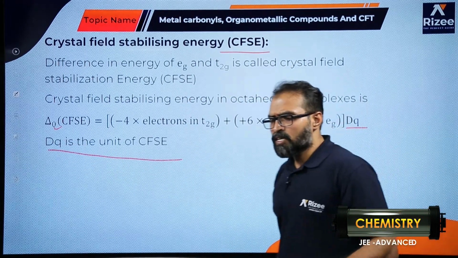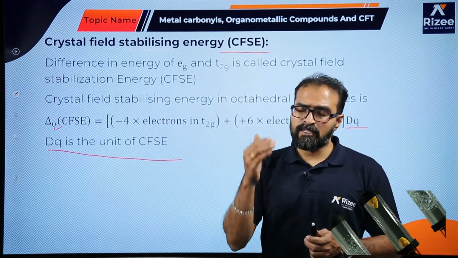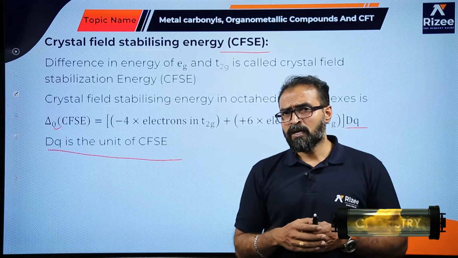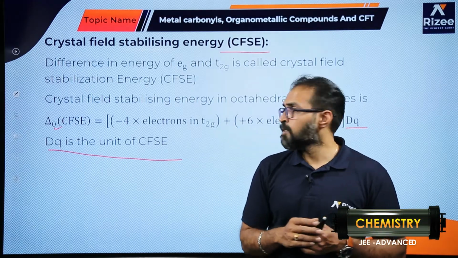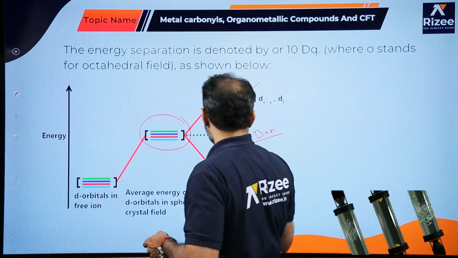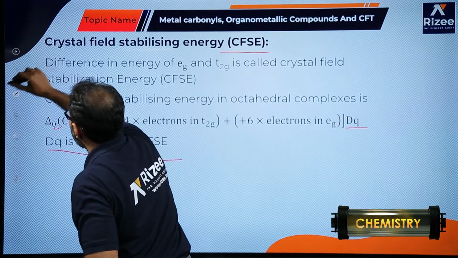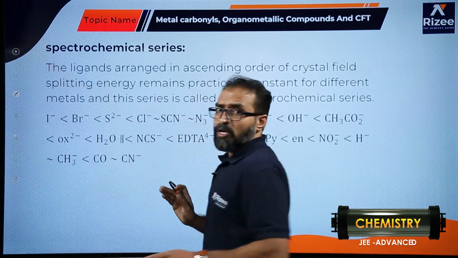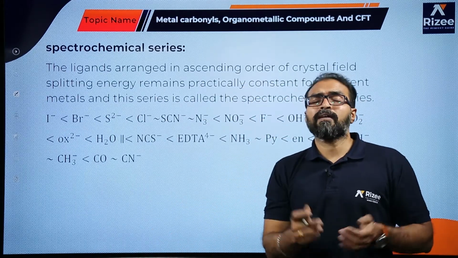Then what are the various factors affecting this crystal field stabilizing energy? It depends upon the nature of the ligand. It depends upon the metal also. For example, if the ligand we are taking is a strong field ligand, means what? Depending upon the nature of the ligand, the extent of splitting will vary.